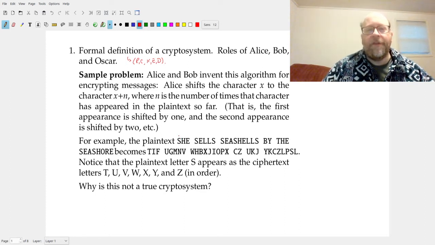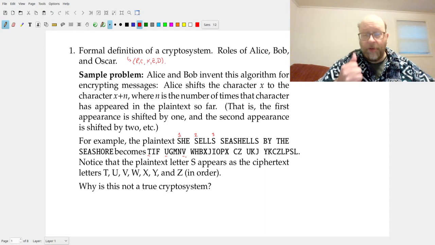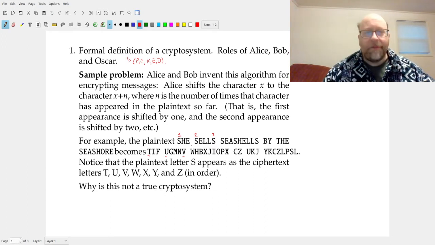So the first time that S appears, for example, it gets shifted one place and becomes a T. Then the second time the S appears, it gets shifted twice and becomes a U. And the third time the S appears, it gets shifted 3 times, TUV, and now it becomes a V. Then the next time it becomes a W, then the next time it becomes an X. And this, I think, should be a Y, right?